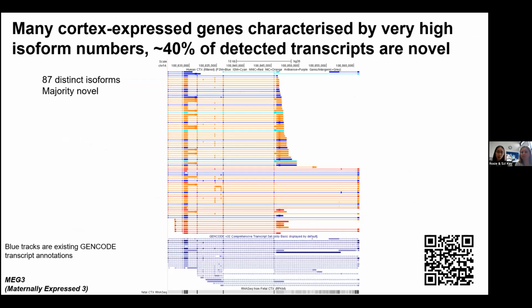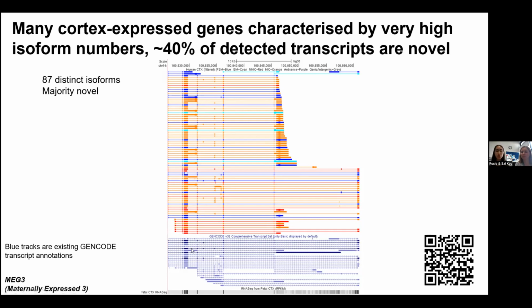For example, this gene here, MEG3, which is one of the most isoformic genes. So this is a UCSC genome browser track. Each line is an isoform. The colors represent whether it's novel or known. Things that are known are in blue. Things that are novel are in orange. So we can see just the novelty, how many novel transcripts we're picking up.